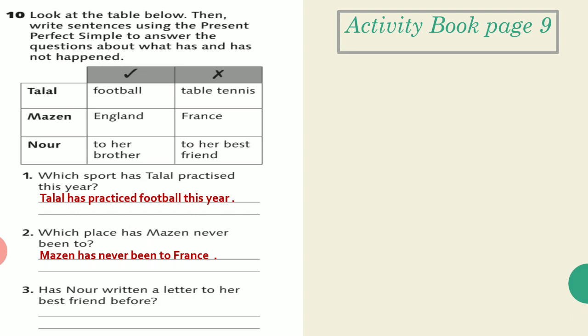Number three, has Noor written a letter to her best friend before? Again, we go to Noor. We can see that she has written a letter to her brother. She hasn't written a letter to her best friend. So the answer will be no, Noor has never written a letter to her friends before.